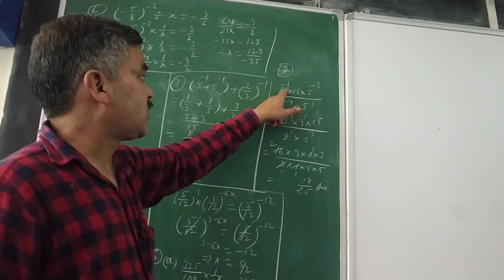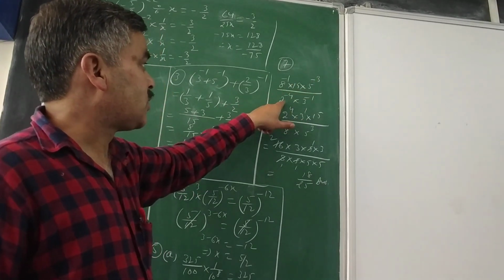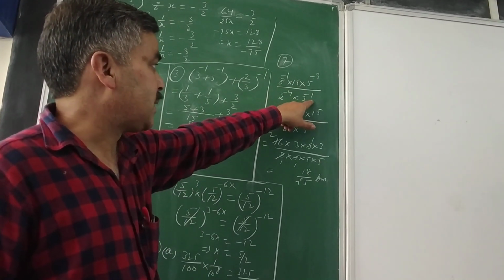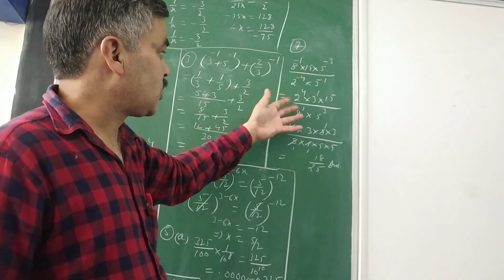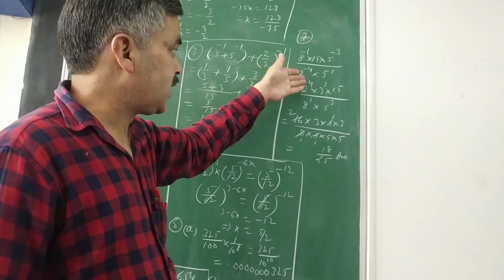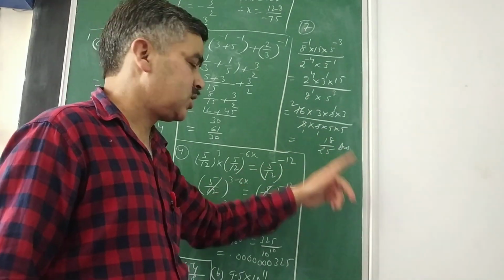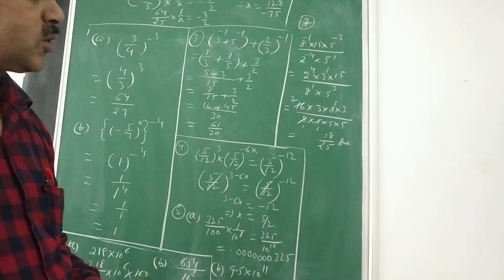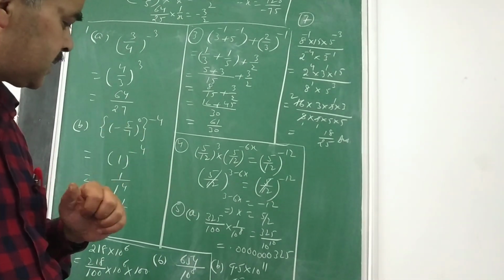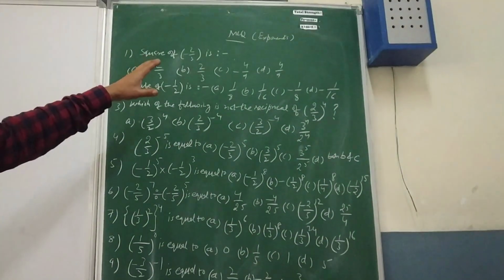7, it was given 8 to the minus 1 into 15 into 5 raised to the minus 3. Denominator was 2 raised to the minus 4 into 3 raised to the minus 1. So make all the negative positive by taking the reciprocal, shift from numerator to denominator and denominator to numerator and do the calculations and check the answer is 18 upon 25. So that's all about the solution of your yesterday's assignment.